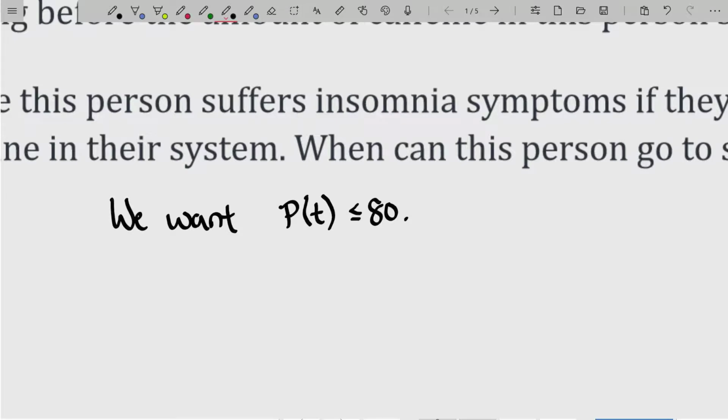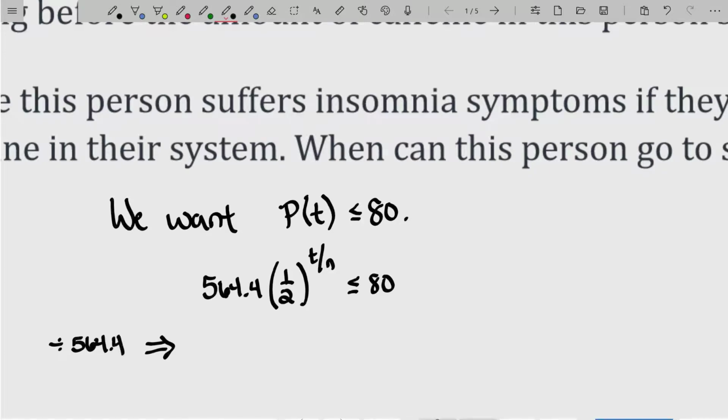And remember, our population formula was this: 564.4 times 1/2 raised to the t over n, where we know what n is, and we want that to be less than or equal to 80. In this case, the initial population is very important because we're not talking percentages. I don't want to know when they have 80% left. I want to know when they have 80 milligrams left. And knowing how much they started with is critical. So that is important here. We'll divide both sides by 564.4, right? And when you do that, you get half to the t over n power is less than or equal to 80 over 564.4.